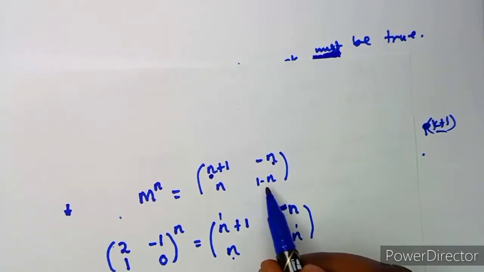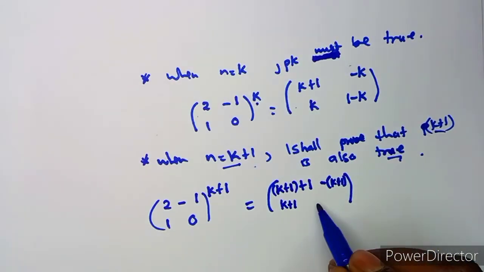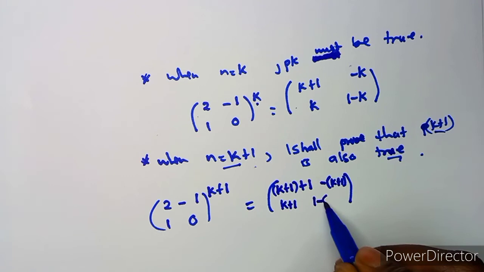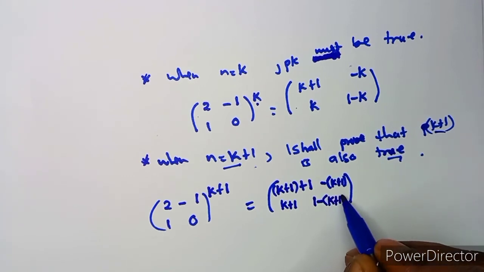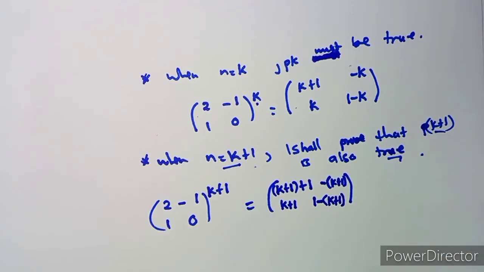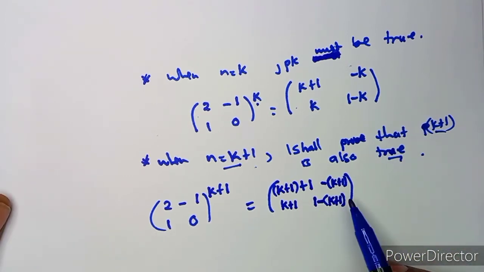All right, 1 minus n, so it's 1 minus n, which is k plus 1 like this. This is your n, which is k plus 1. So this is when you substitute k plus 1. You can actually simplify further if you want, or you can just leave it like that.